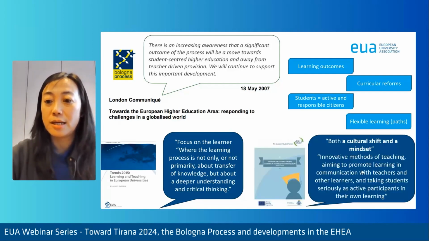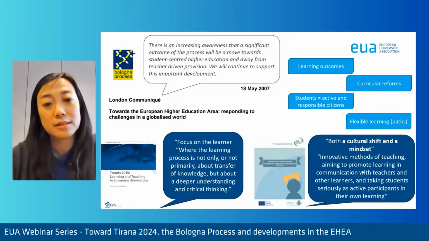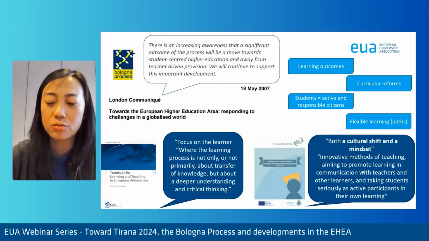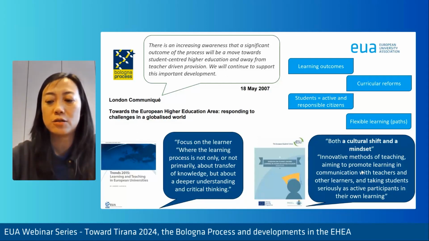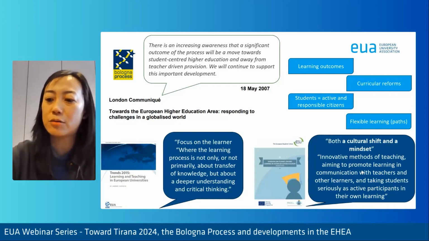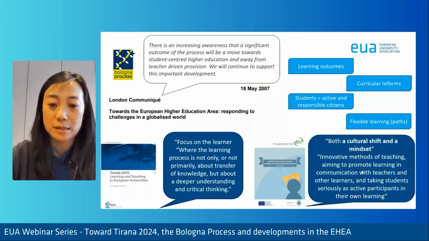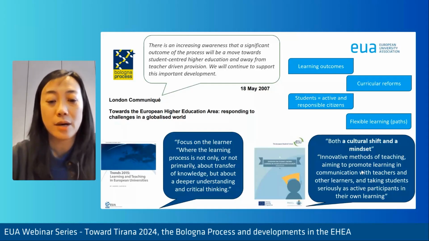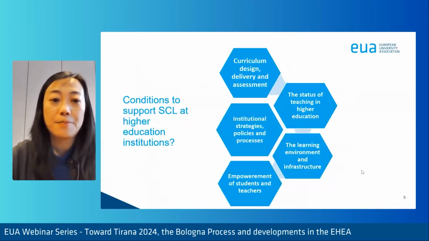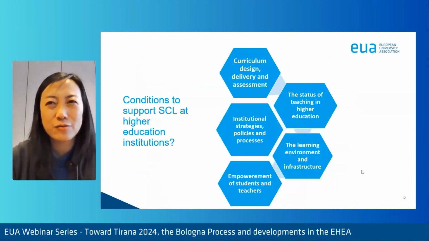ESU has also worked on this, and they also talked about student-centered learning as both a cultural shift and a mindset, and also about innovative methods of teaching, aiming to promote learning in communication with teachers. So this is the overall idea of teachers being facilitators in the learning process, and other learners too, and taking students seriously as active participants in their own learning. So to summarize, it's not about one way of teaching that is better because it is student-centered. It's really about a mindset, and probably also about a change and transformation in the learning process itself at higher education institutions.